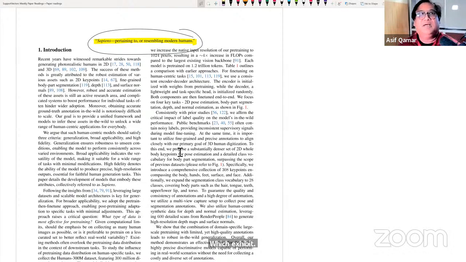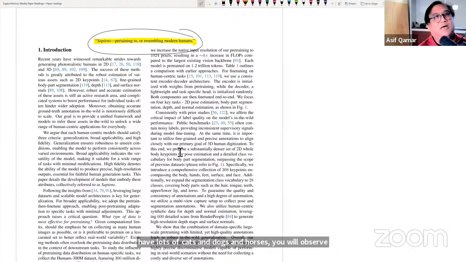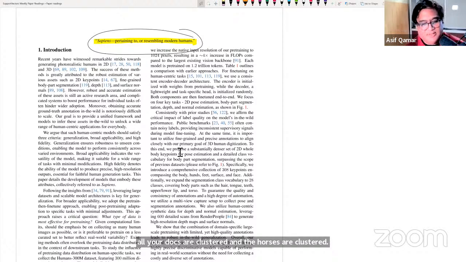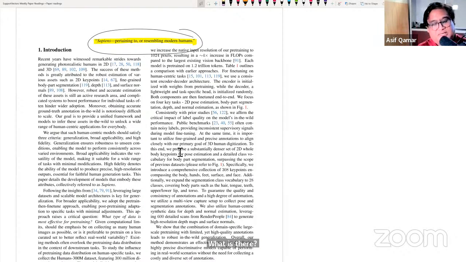For example, if you have lots of cats and dogs and horses, you will observe that in the representation space, the latent space, all your cats are clustered, and all your dogs are clustered, and the horses are clustered, right? So it has a fairly good semantic understanding of what is there in the image, but we'll come to that. So let's read the introduction.